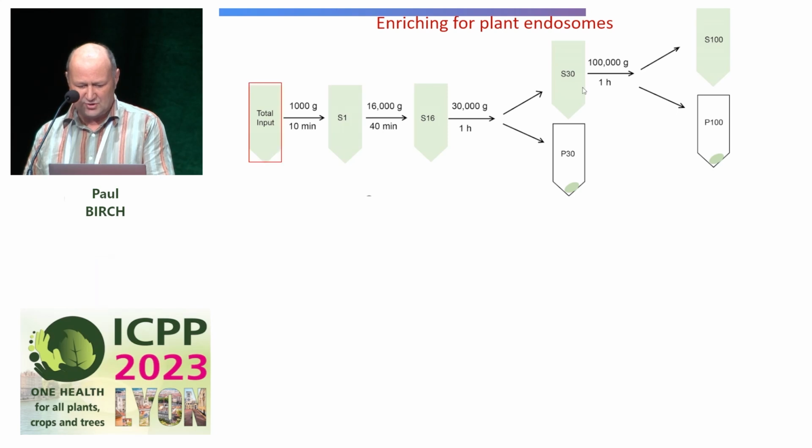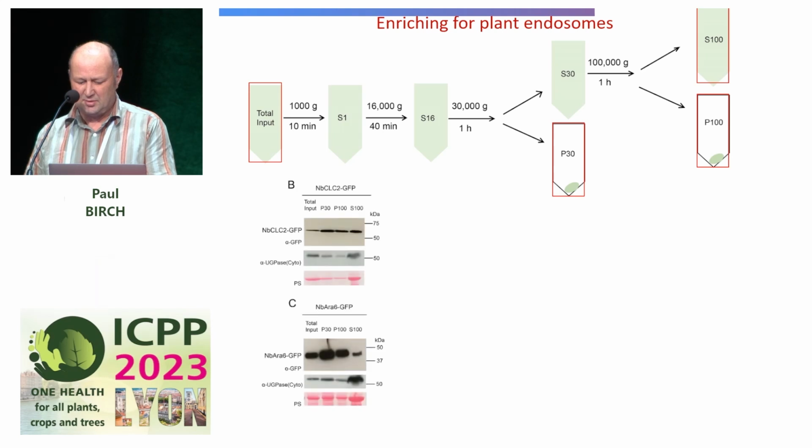Okay, so we have 4 samples, the initial total input sample, the 2 pellet samples, and the final supernatant. And if we do this in plants which are expressing either CLC, the clathrin light chain, or the ARA6, we can see that there's an enrichment at the P30 and P100 samples in both cases. If you look at this cytoplasmic marker, UGPase, that tends to be reduced where we have these spins. It's much more readily available within the final supernatant.